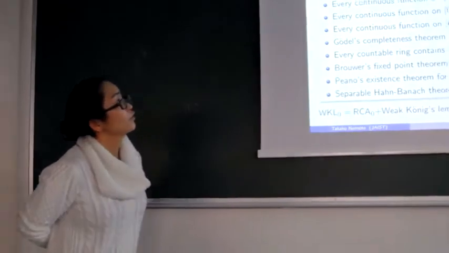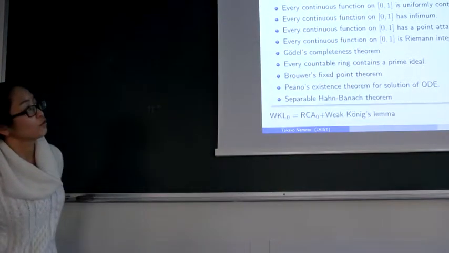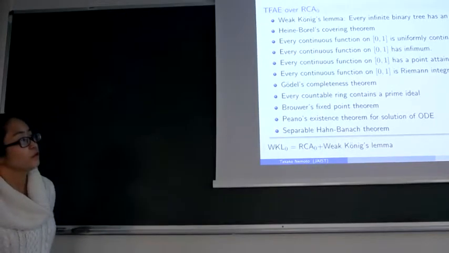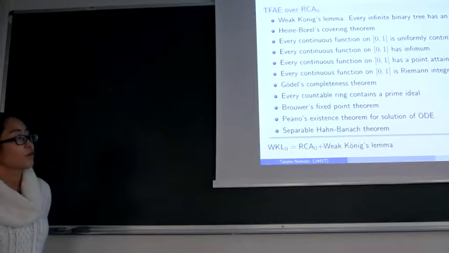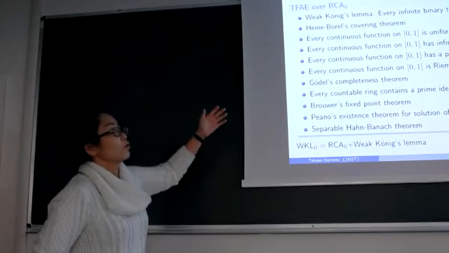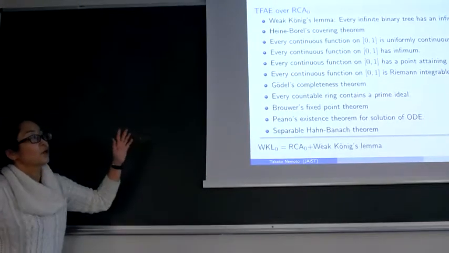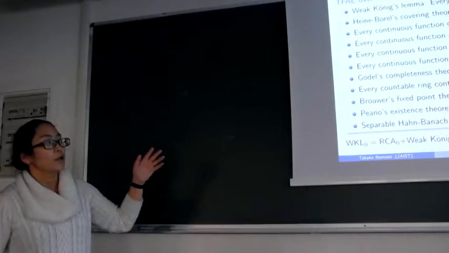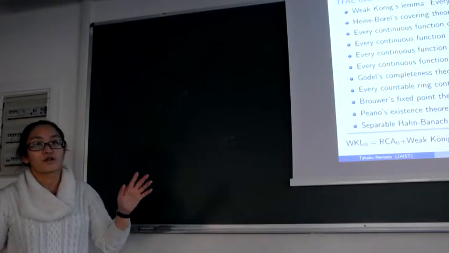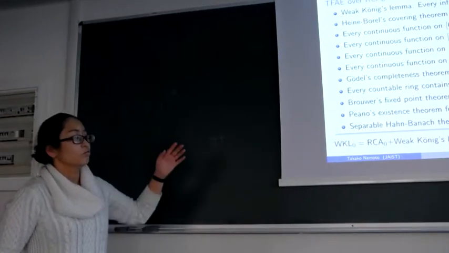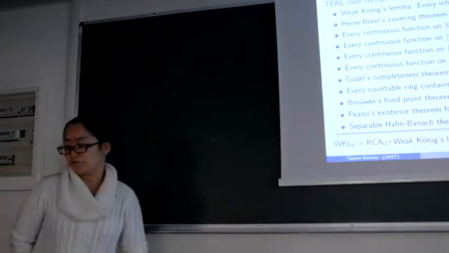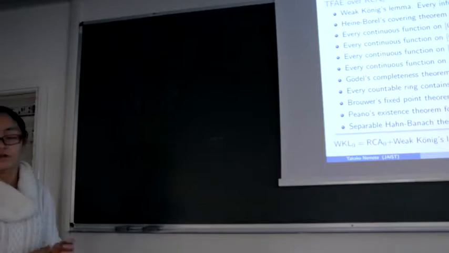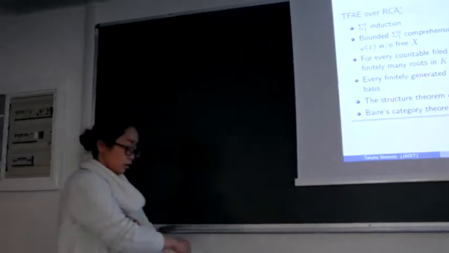And it is equivalent to the Heine-Borel covering theorem, to the statement that every continuous function on a closed interval is uniformly continuous or has an infimum or minimum value, or is Riemann integrable. It's also equivalent to Gödel's completeness theorem, that every countable ring contains a prime ideal, Brouwer's fixed point theorem, Peano's existence theorem for solutions of ordinary differential equations, and the separable Hahn-Banach theorem. So WKL is a more tricky system. Short question: Gödel's completeness theorem, you probably mean it for countable signatures? Yes, I should have explained that.